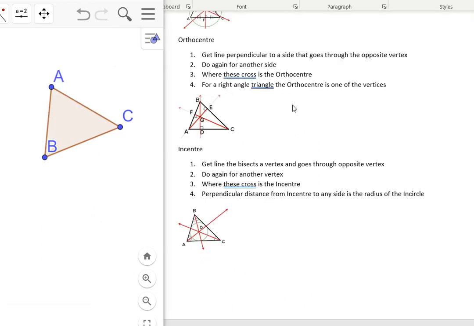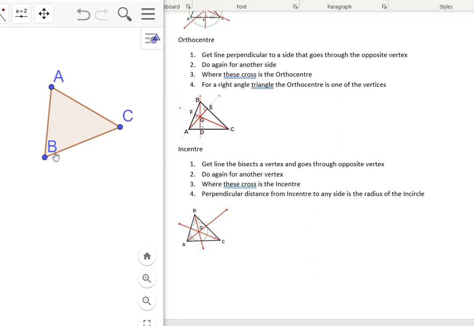Now we can have a look at what's called the orthocenter. Orthogonal means we're dealing with right angles. So we are looking for a line perpendicular to one of our sides going up through the opposite vertex. So get a line perpendicular to a side that goes through the opposite vertex. How would we do that?